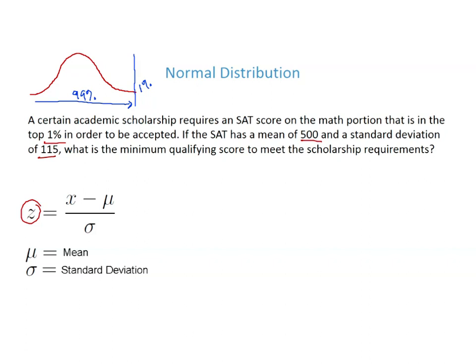So that's what I'm going to fill in here. So I know that I have a z-score of 2.33. That's going to be equal to the value that I need to get on the test, which I don't know what that is, minus my mean over the standard deviation. And then we solve. So to solve this equation, I'd have to start by multiplying both sides by 115. So 2.33 times 115 is, so I would get 267.95 is equal to x minus 500.